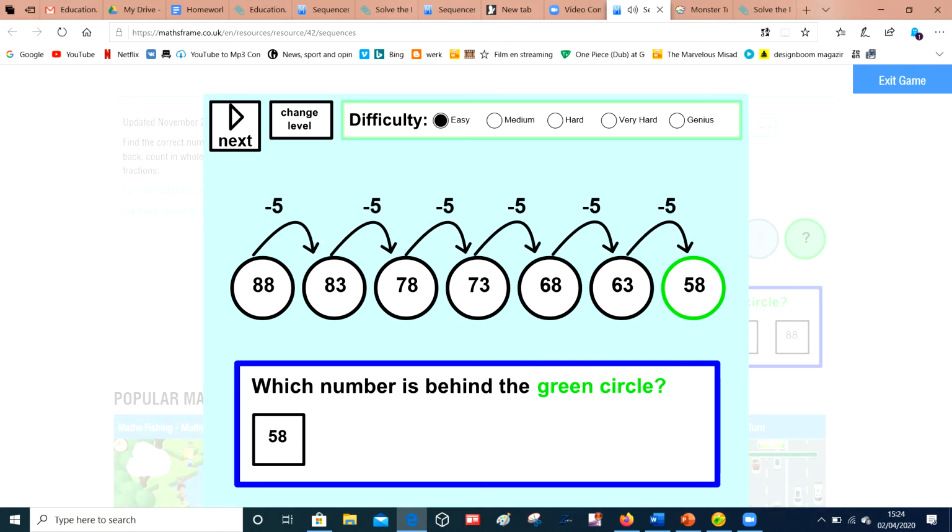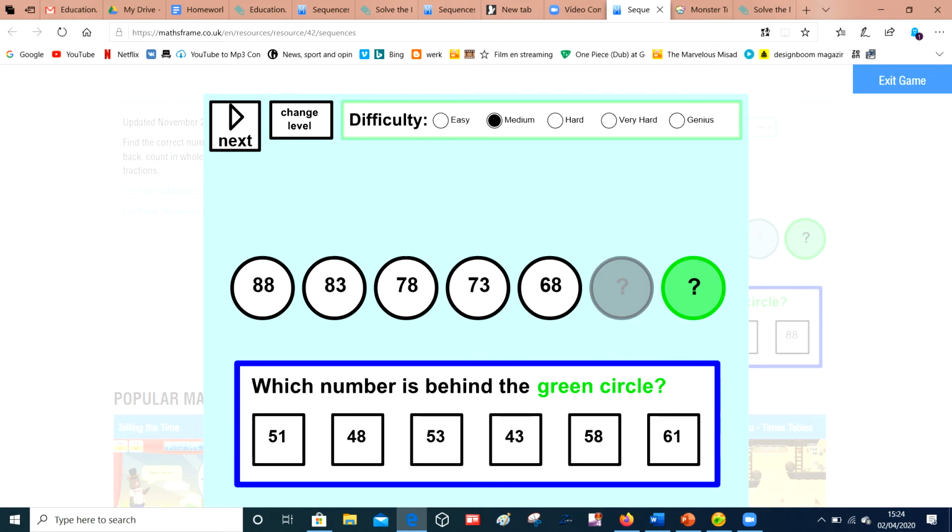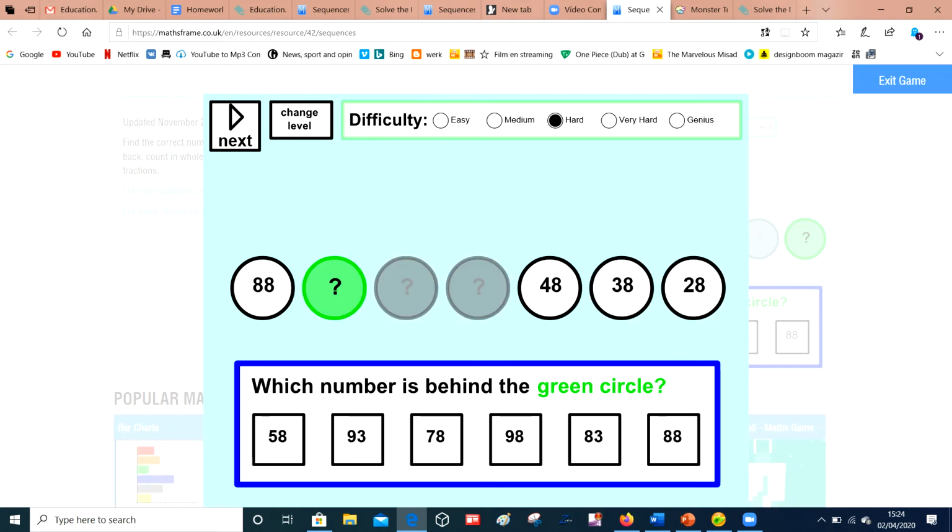Okay, let's do one more and then we can move on. But don't forget, you've got this link and you can change them to make them more difficult, even really super hard, or genius, which is very tricky.